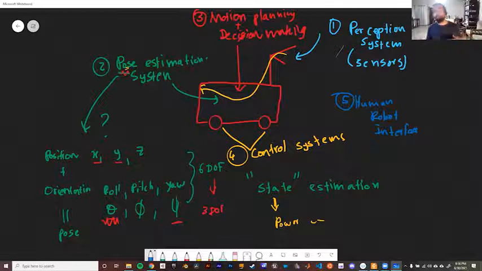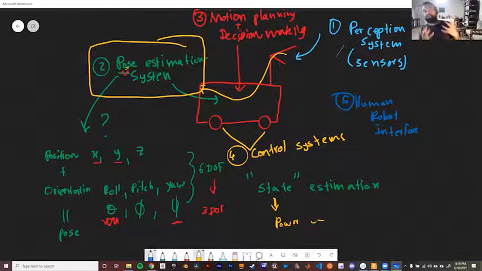Some robots don't have this, some robots have it. It's an important part of some robots, and not that important for others. But now you have an idea of the important subsystems in a robot, and what we are going to focus on today is this part. Without the pose estimation, without figuring out where you are, it's very difficult for a robot to do any of these other things. It can't navigate in the environment safely. And this is where state estimation becomes really important.